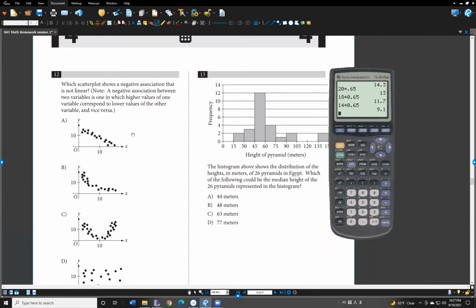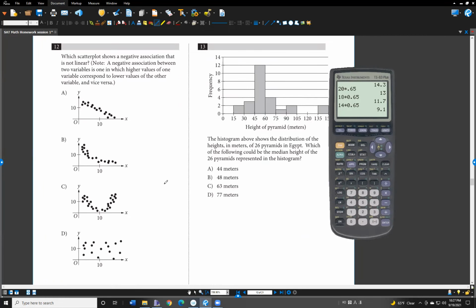All right, number 12. That is a negative association, but not linear. This is linear. This is a negative association, going down, but it is not linear. That's the answer. What about this one? Negative association? No, it's quadratic, right? Slow and positive. This is the quadratic. And this one is nothing.